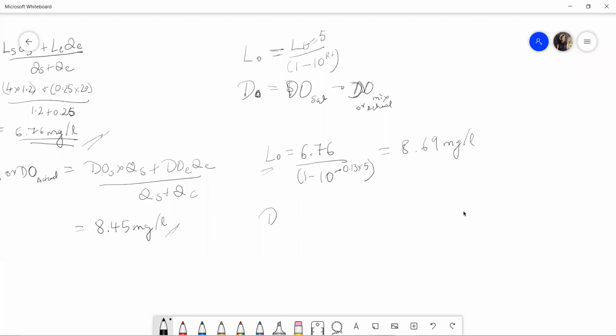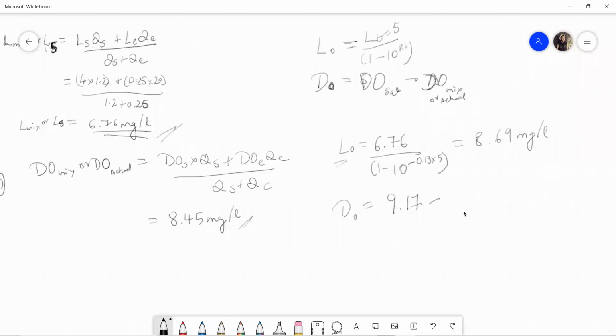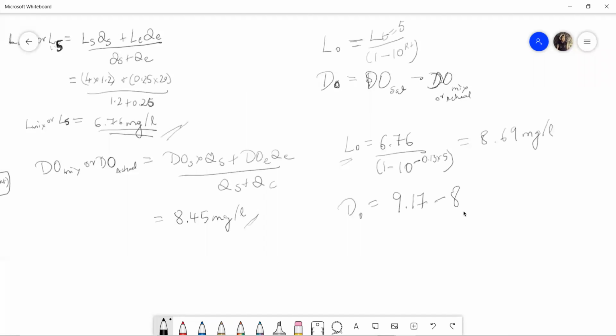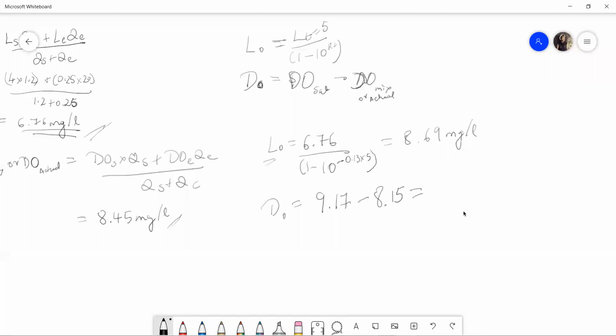Initial oxygen deficit, that is the difference between saturation DO and DO mix, is equal to what? Saturation DO is 9.17 minus DO mix, or actual DO, which we found out here, that is 8.45. That is equal to how much? 0.72 mg per liter. So that is the oxygen deficit.